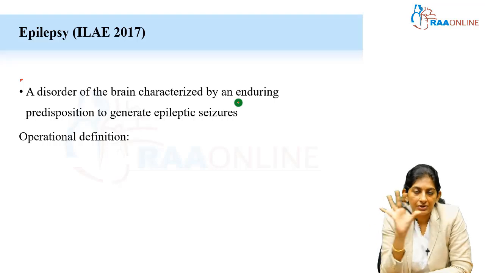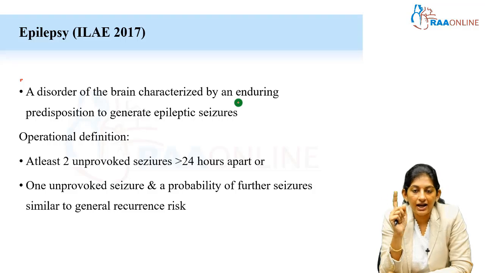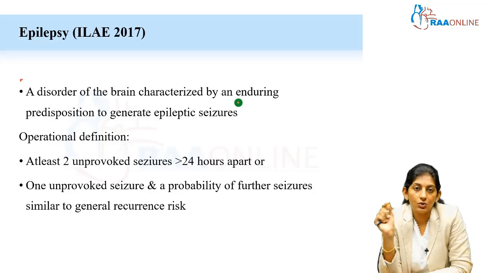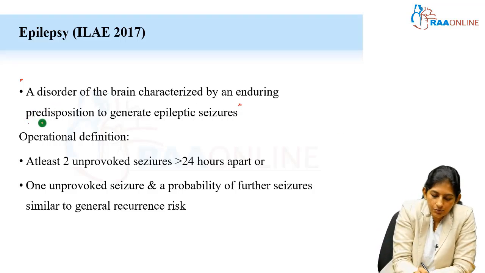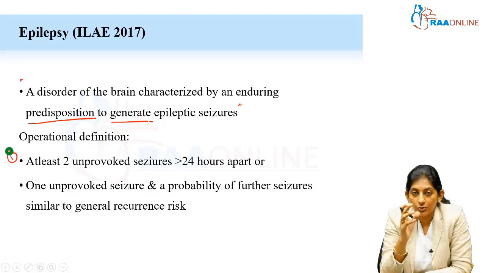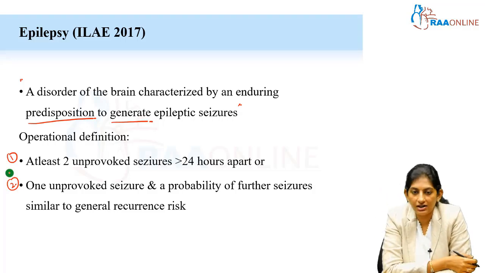This is the definition given by ILAE, but the operational definition is, if there are at least 2 or more unprovoked seizures more than 24 hours apart, that will become an epilepsy. Or when there is one unprovoked seizure and you do an EEG, you find that there is an epilepsy syndrome. So the child is probably at risk of getting further seizures, so there is a recurrence risk. In such instances, you can label it as an epilepsy. So the first definition is the theoretical or textbook definition, which is a disorder of the brain characterized by an enduring predisposition to generate epileptic seizures. The operational definition is 2 or more unprovoked seizures 24 hours apart, or 1 unprovoked seizure has occurred and there is a probability of further seizures similar to the general recurrence risk.